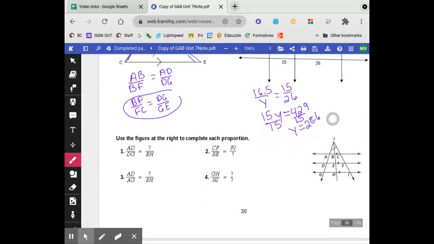So use the figure to the right to find the missing portion. So if we look at number 1, we're talking about AD and DG, and then EH. So the part that would go above EH is BE. So I want you to pause, and I want you to try 2, 3, and 4.